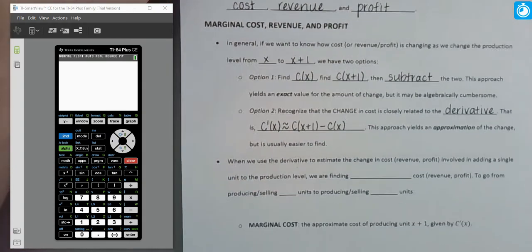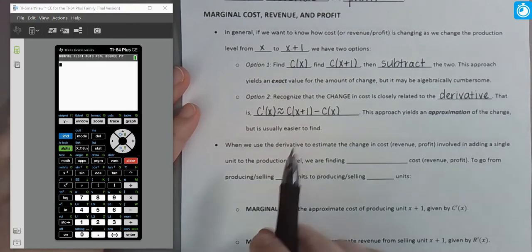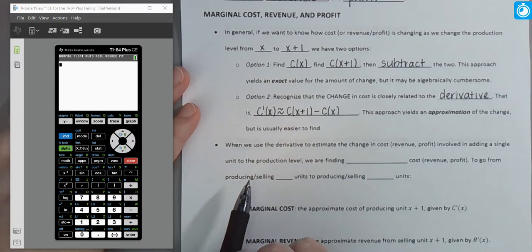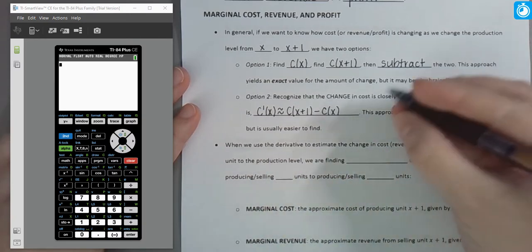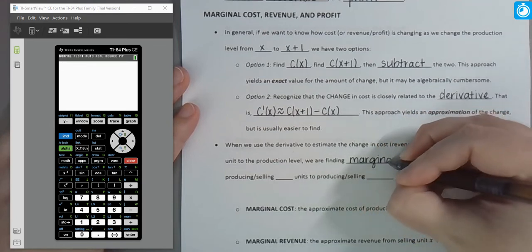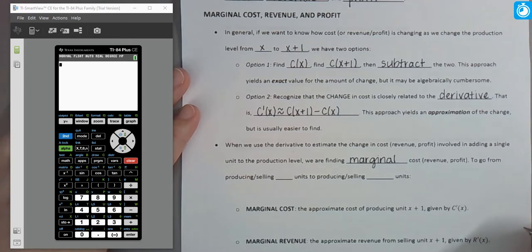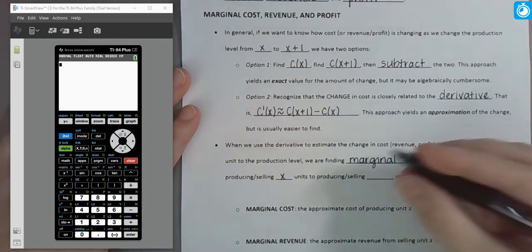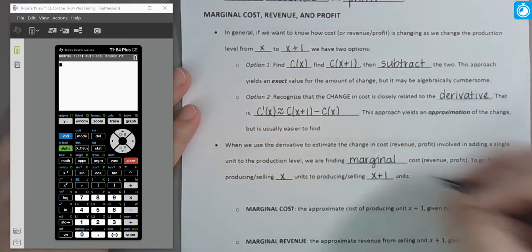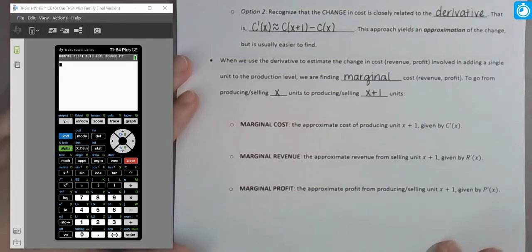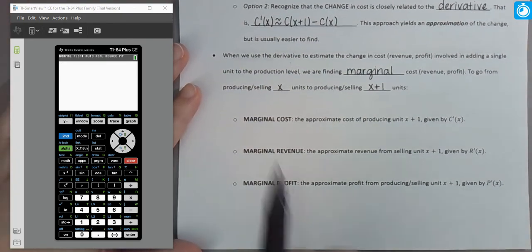So when we use the derivative to estimate change like this, rather than looking at exact values, what we're finding is what we call marginal cost, or again, revenue or profit, same idea. So to go from producing and selling x units to producing and selling x plus 1 units, in other words, stepping up production by exactly 1 unit, we have the following three definitions for our marginal values.